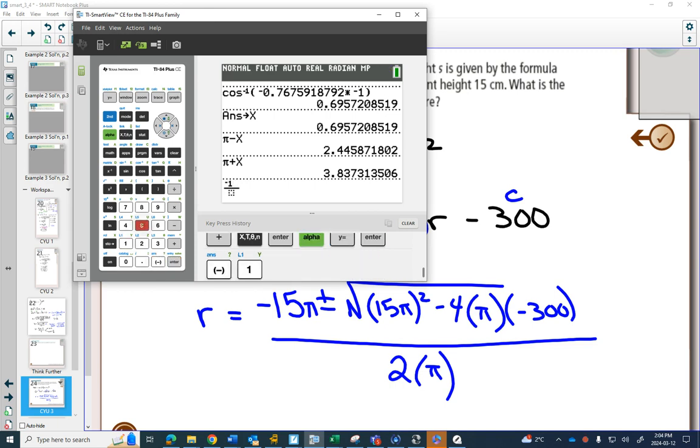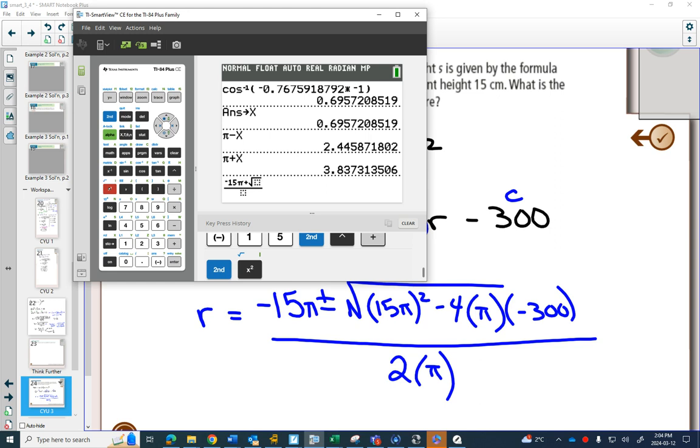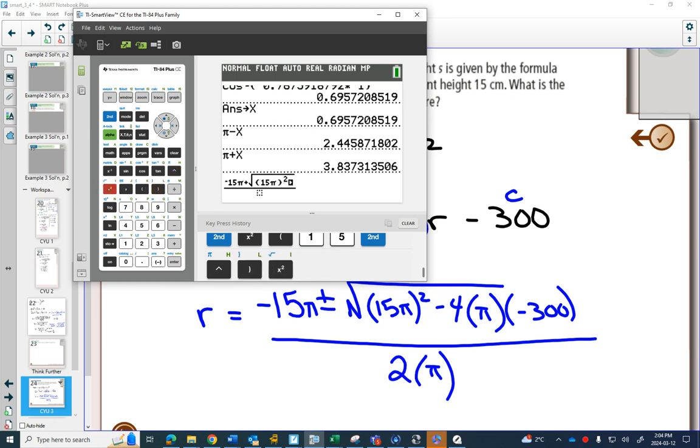So I've got negative 15 pi. And I'm going to have to type this in twice, once with the plus sign. So I'll do the plus sign first. Square root of bracket 15 pi bracket squared minus, well, I guess I'll just do it exactly like I see it. Sometimes you can just be as lazy as you like. I was tempted to do the minus and put a plus and do a little bit of mental math, but we can get away with doing no mental math whatsoever if you want.